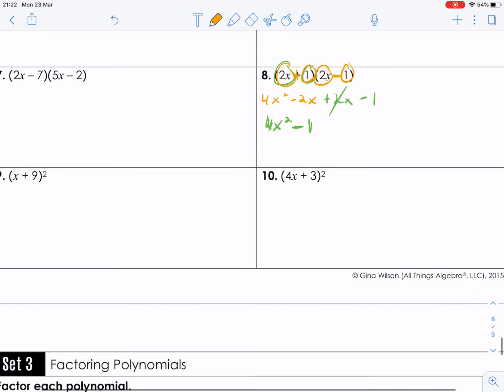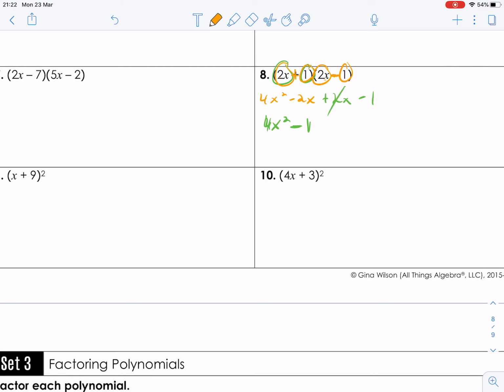And number 10 is going to actually have a property as well. I think I showed you before. So this is the same thing as 4x plus 3 times 4x plus 3.